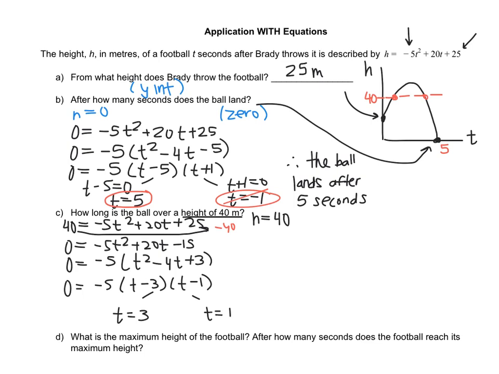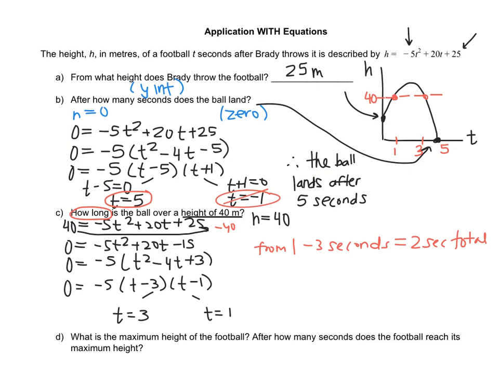So if I go back to my sketch here, at 1 second and at 3 seconds, the ball is above 40 meters. But the question is asking me for how long is the ball over a height of 40 meters. So from 1 to 3 seconds, that's a 2-second total.